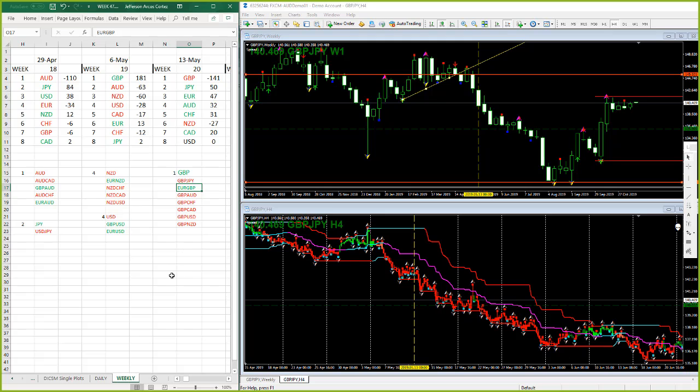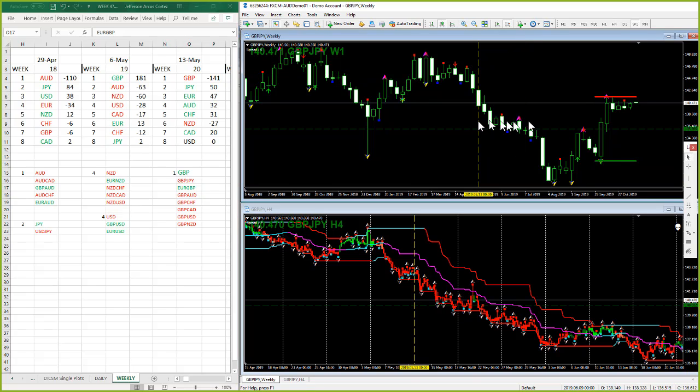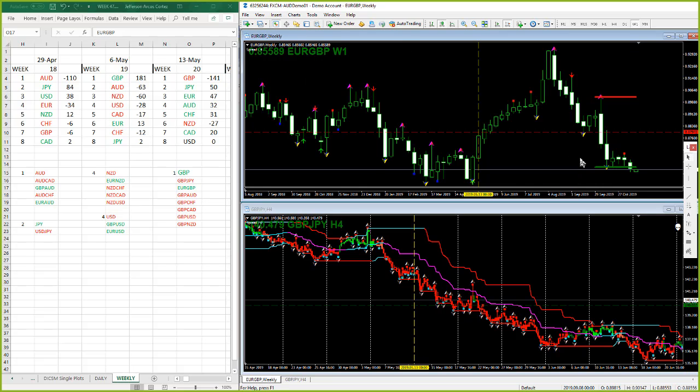Euro pound. So where's the euro? The euro is over here. Very strong pound over there. And we only want to know whether it is the first week and do we have a shopping level. That's all we want to know. Look at that. What do you reckon?